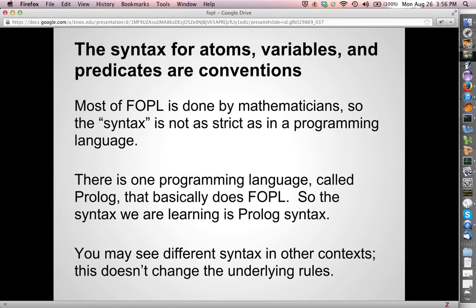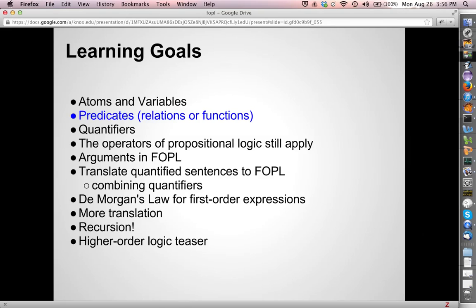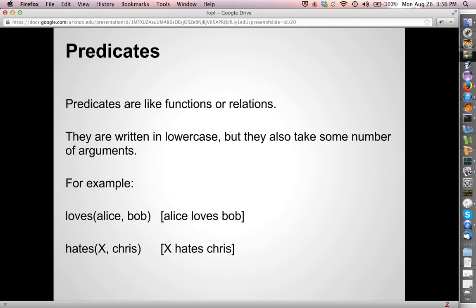There is one programming language called Prolog, which stands for Programming in Logic, that basically does first-order logic. The syntax that I'm going to use is mostly based on Prolog because we'll do some work with Prolog later this term. But you may see different syntax and conventions used in different places. Don't be alarmed.